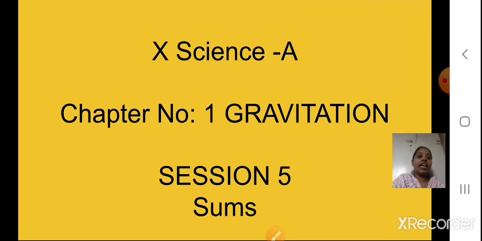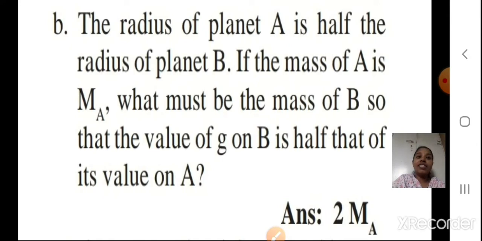Okay students, now the next part which you are going to see, that is the B sum. The radius of planet A is half the radius of planet B. If the mass of A is ma, what must be the mass of B, so that the value of g on B is half that of its value on A? So the value of g on B is half as compared to A. We will see how we are going to solve it.